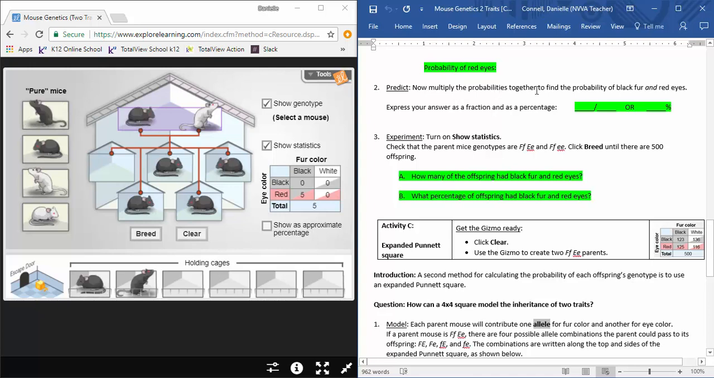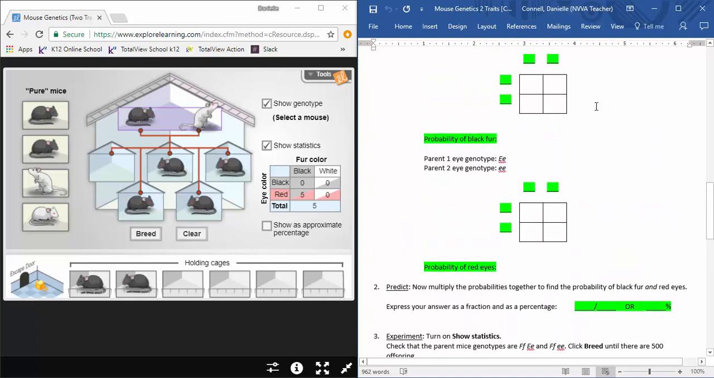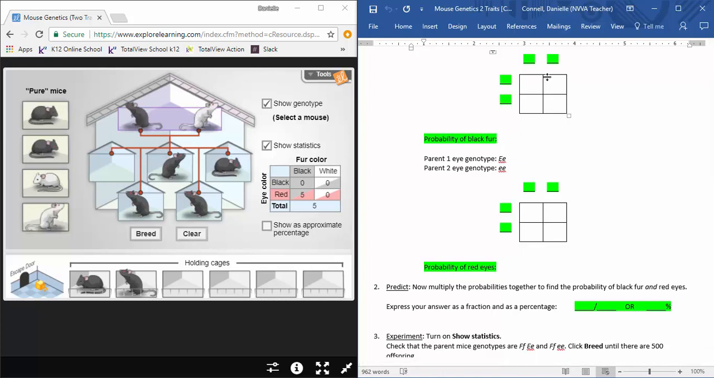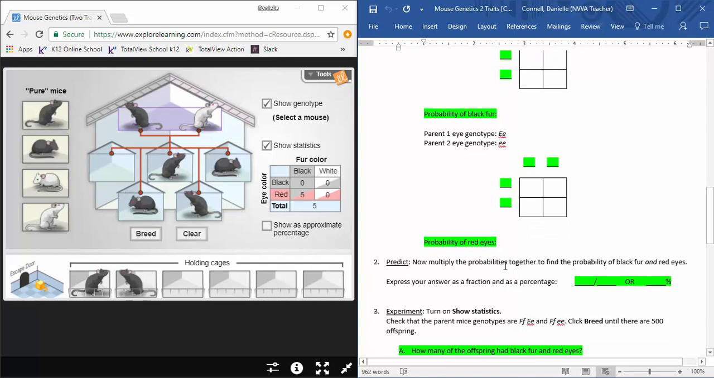So it says multiply the probabilities together to find the probability of black fur and red eyes. So how to get that is, once you have your Punnett squares here, it's asking you what would be the probability for black fur from the Punnett square. So you can have a fraction. It's going to be something out of 4, okay? Same thing for red eyes. It's going to be something out of 4. 1, 2, 3 out of 4.